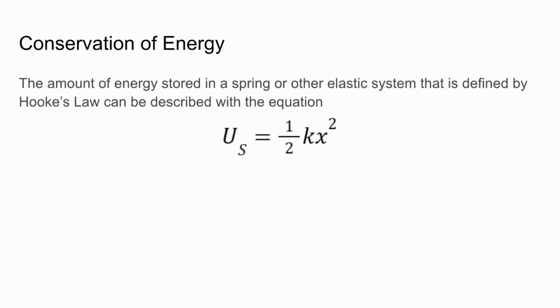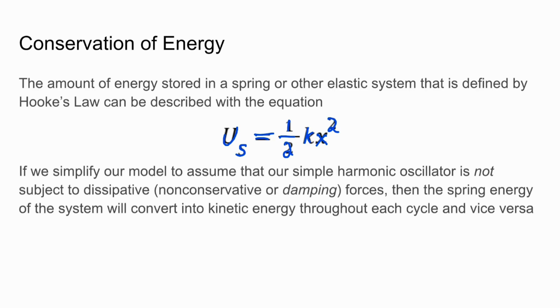So we have an equation to express the potential energy stored within the spring. It's from Hooke's law, and it says that our spring potential energy, or U sub S, is equal to 1/2 times our spring constant K times the displacement of that spring squared.